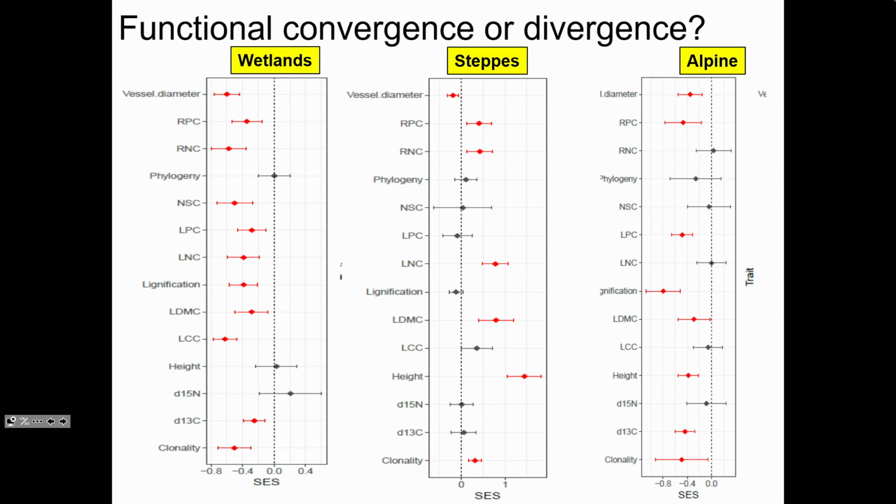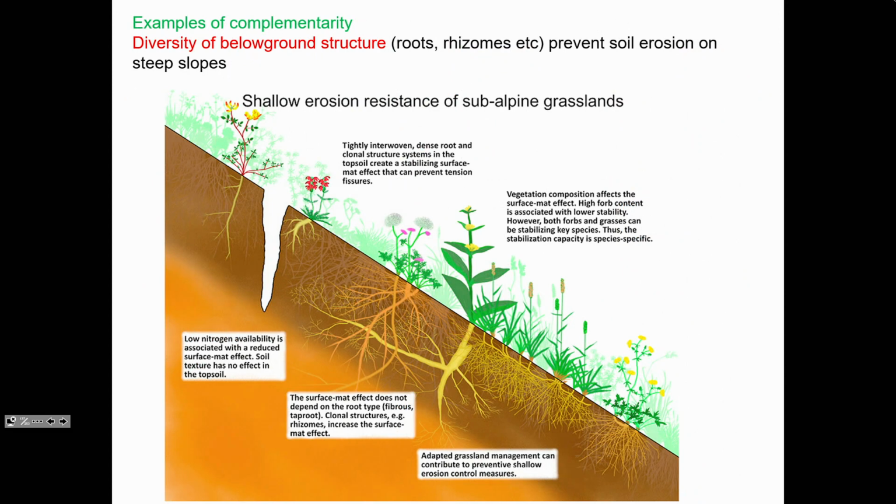And not really significant convergence for phylogeny, which means that we have communities that are assembled of unrelated species that converged in their traits to be well adapted to prevailing environmental conditions. Yes. So this is one of the lines of research I wanted to say.